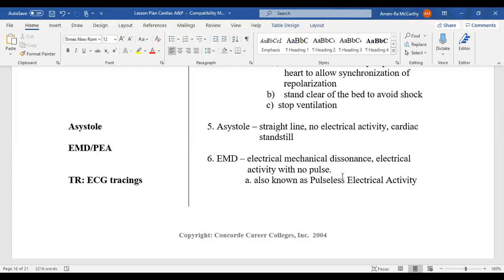Okay? He has a rhythm, electrical activity, but there's no contraction. Okay? That's called electrical mechanical dissonance, also known as what? PEA, which is what? That means electrical activity without a what? Pulse. There's no pulse.